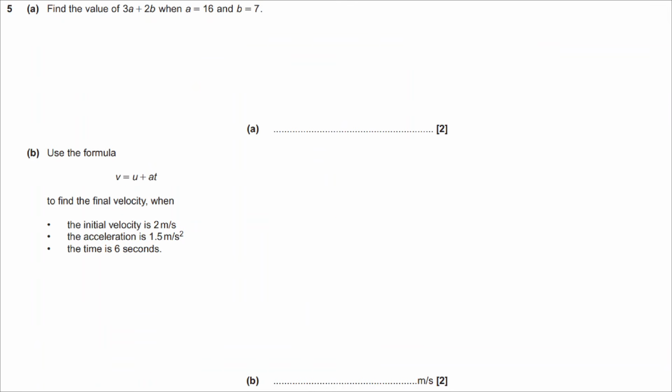Good. Question 5, find the value of 3a plus 2b when a is equal to 16 and b is equal to 7. So we're just putting in these values here.